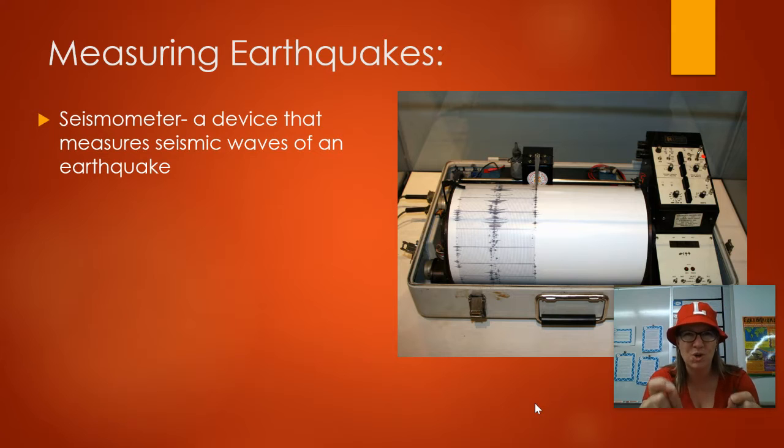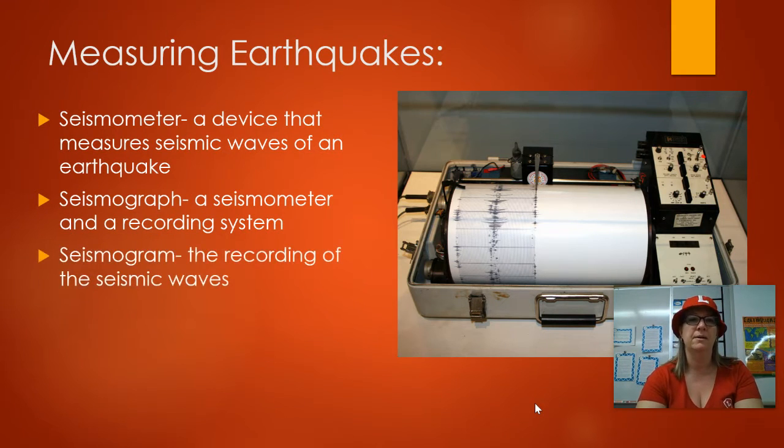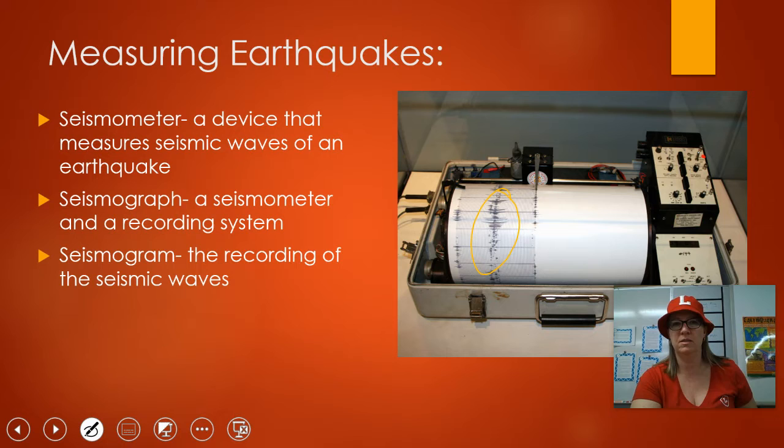Okay, but we've got some other terms that go along with that. A seismograph is a seismometer with a recording system, which I don't know why you'd ever have a seismometer without the ability to actually record the results, but I guess there is. So a seismograph records that. A seismogram is the actual recording. So with that picture there, those little lines, let me get my pen, that would be the seismogram.